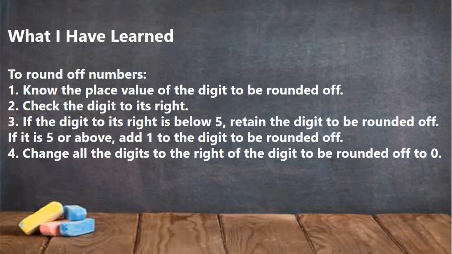Let's go to what I have learned. To round off numbers: 1. Know the place value of the digit to be rounded off. 2. Check the digit to its right. 3. If the digit to its right is below 5, retain the digit to be rounded off. If it is 5 or above, add 1 to the digit to be rounded off. Change all the digits to the right of the digit to be rounded off to 0.